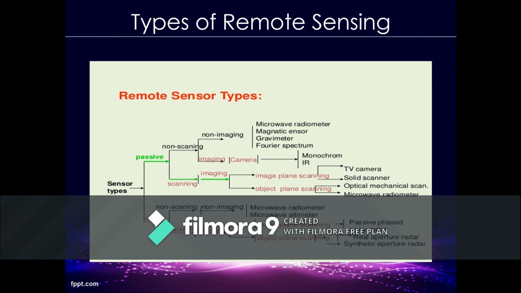Now you can go through the detailed sensor types given in the table. Passive remote sensing is mainly of two types, non-scanning and scanning. Non-scanning is also divided into non-imaging and imaging. Camera is an example of imaging, and microwave radiometer, gravimeter, Fourier spectrometer, all these are examples of non-imaging, non-scanning passive remote sensing.